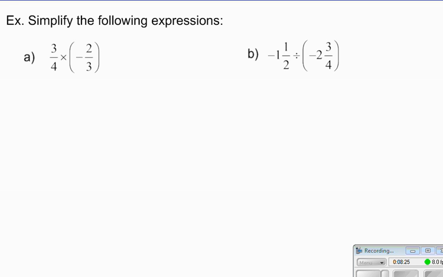Okay, so many of you were much better at multiplying and dividing fractions. This is a grade 8 skill, so we're going to do a little bit of review. Again, if you struggle with this skill, please make sure you see me so I can give you some more practice before we move ahead to anything more complicated.